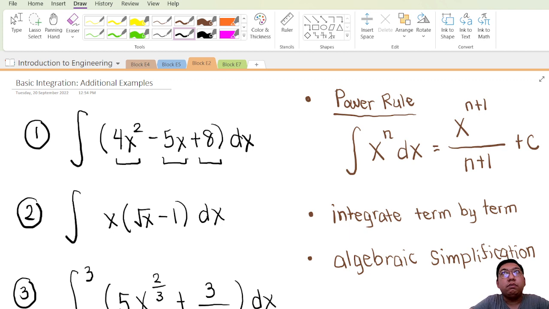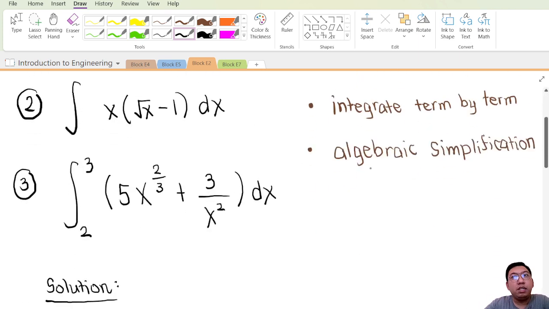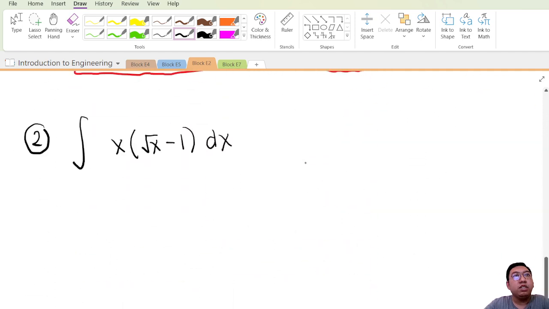It's just that most students are overwhelmed with a lot of approaches that they think the basic integration is not applicable. So always go back to the basics. And one of the basics that we have to take note here is the algebraic simplification. So let's try to solve this one.